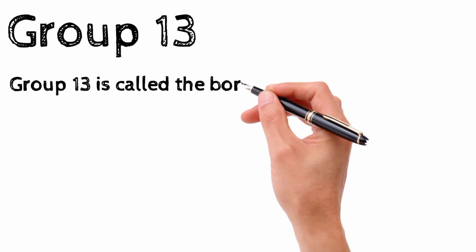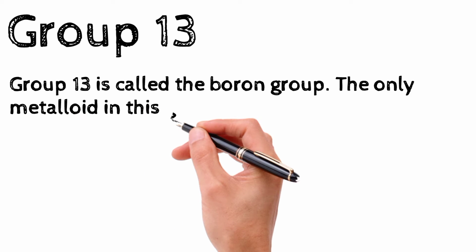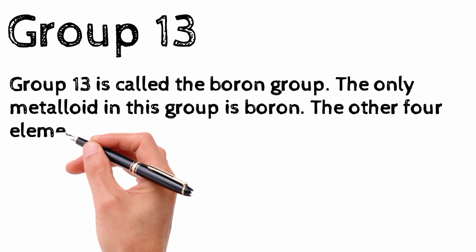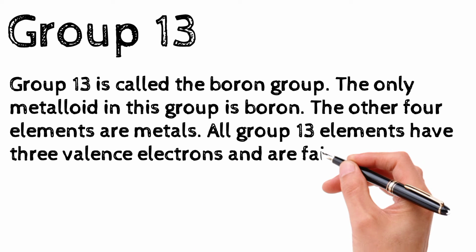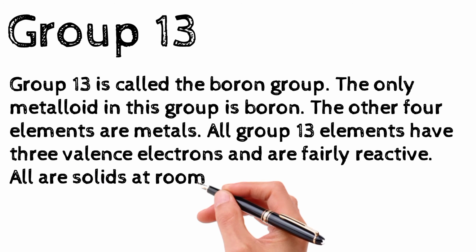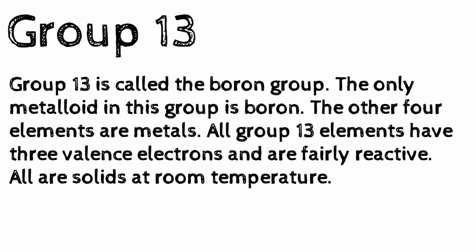Group 13 is called the boron group. The only metalloid in this group is boron. The other four elements are metals. All group 13 elements have 3 valence electrons and are fairly reactive. All are solids at room temperature.